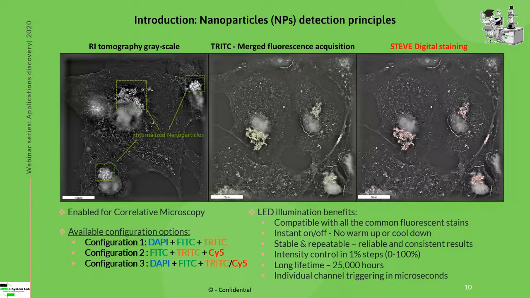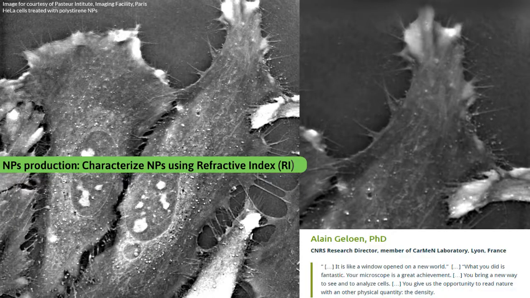We want to move forward. We also want to try to convince you that fluorescence is not the only way to do this application. As this reference and happy customer is saying, Nanolive gives you the opportunity to read nature with a physical quantity, the density. So why not exploit this new opportunity, and why not go in this direction to make a correlative approach and see if, with the density, we can get more information than with simple staining?